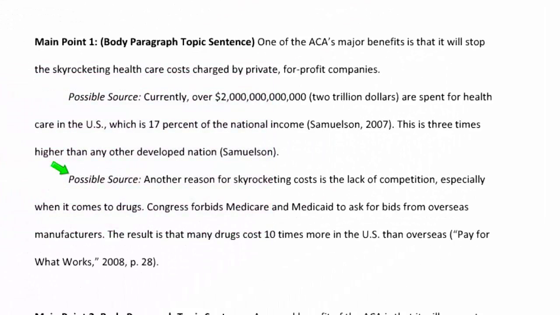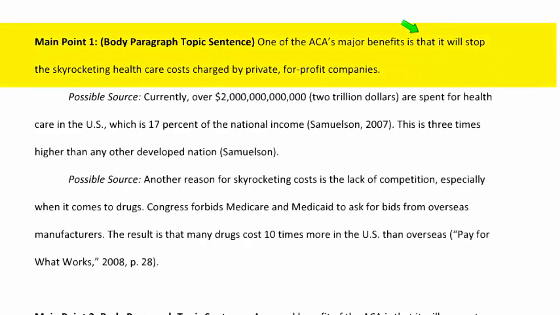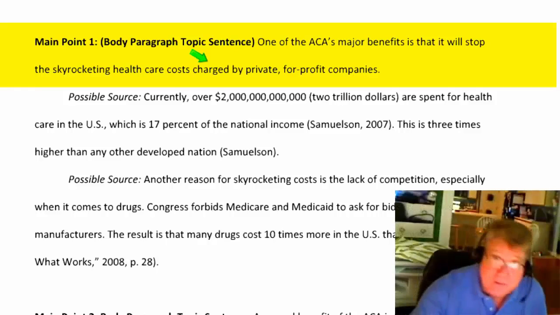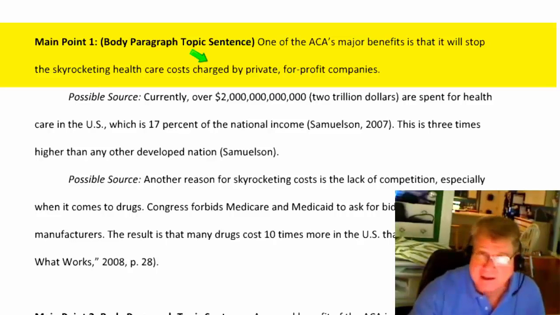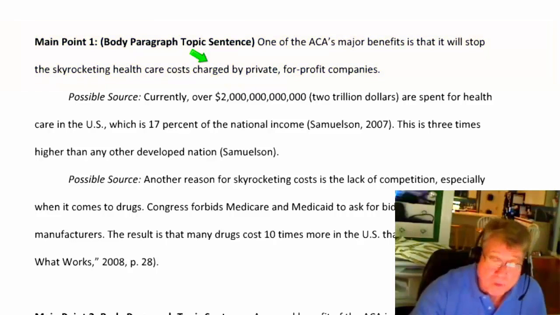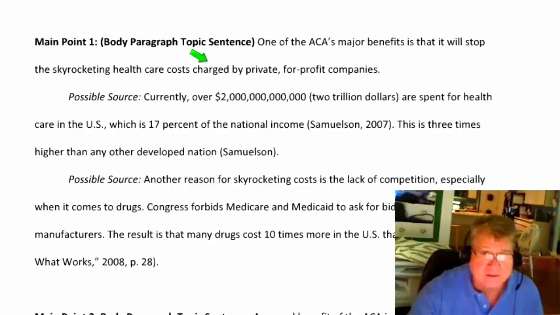Go to your research notes and find those things that support this first main point. So again, this first main point is that the ACA will stop skyrocketing healthcare costs. Now we've got to prove that. We've got to support that. We've got to make that a valid point. And one of the ways we're going to do that is to draw upon published source material. So we go back to our notes and we find things that we could possibly use.